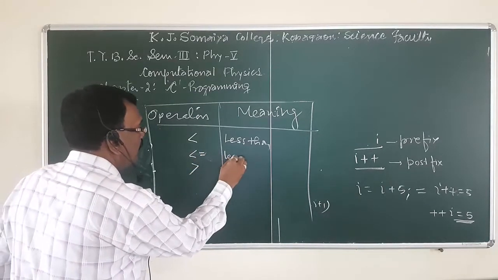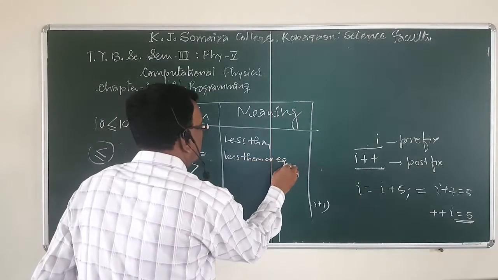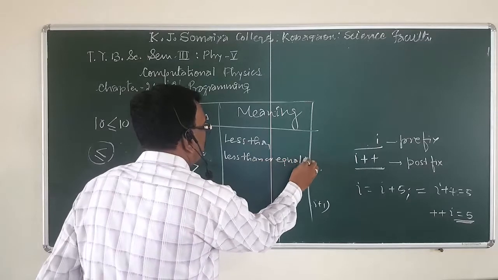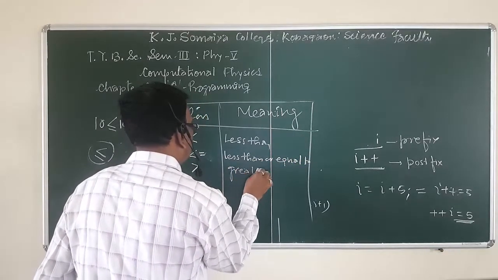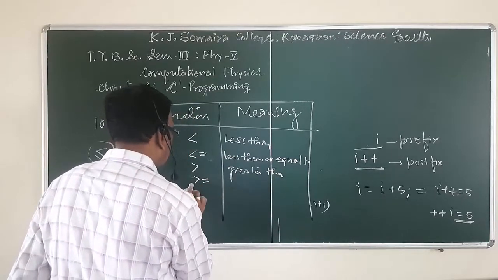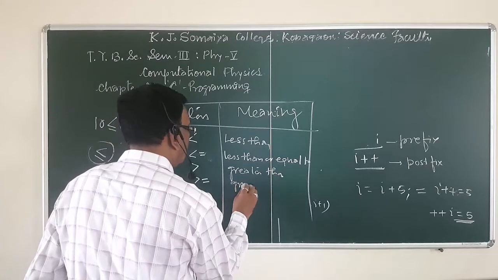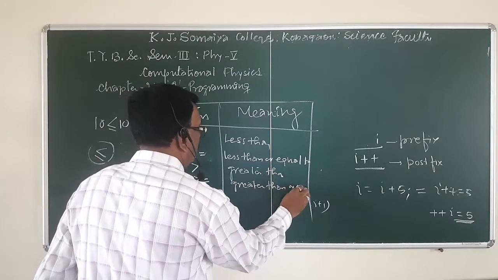Then greater than. Here it is less than or equal to. This is greater than. Then this is greater than or equal to.